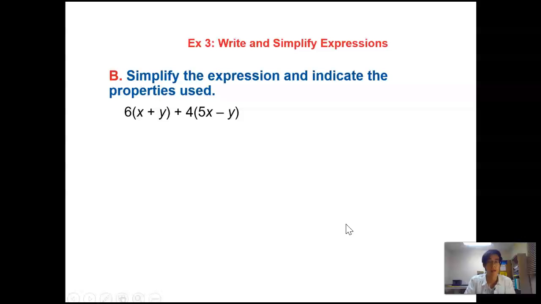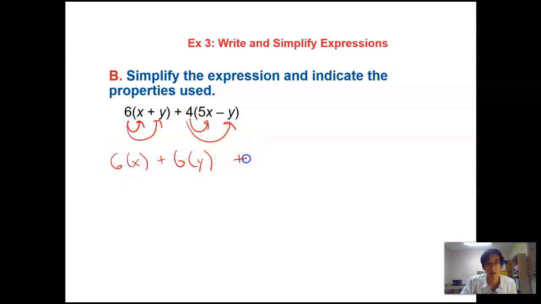Okay, so I have this right here, and if I know that there's a factor multiplied by a quantity in parentheses, I'm going to do the distributive property, so let's do that. Bam, bam, bam, bam. Okay, so that's going to give me 6 times x plus 6 times y plus 4 times 5x minus 4 times y. Or, sorry, this is a positive 4, so I should actually keep this a positive, and it's going to be multiplied times a negative y because it's a minus y.